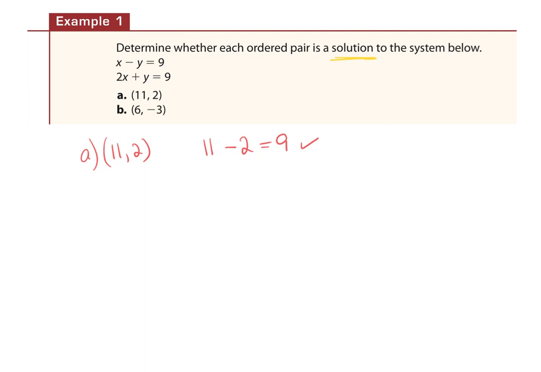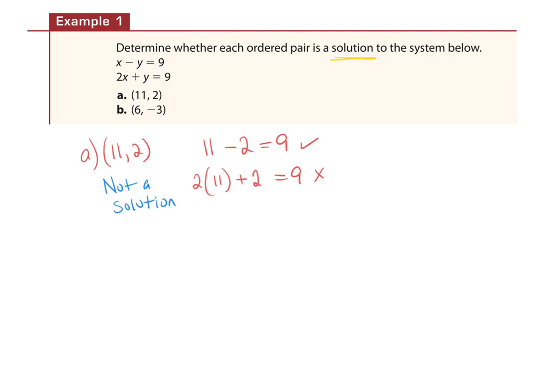All right, and then I'm going to plug it into the next one. 2 times my x minus my y equals 9. This is a problem, right? 22, or it's plus. Did I write minus? This should be plus. 22 plus 2 does not equal 9. That is false. So we would say that this is not a solution. In order for it to be a solution to this system, it has to work for both of them. So (11, 2) is not a solution.